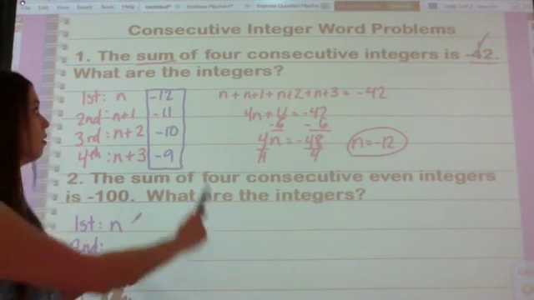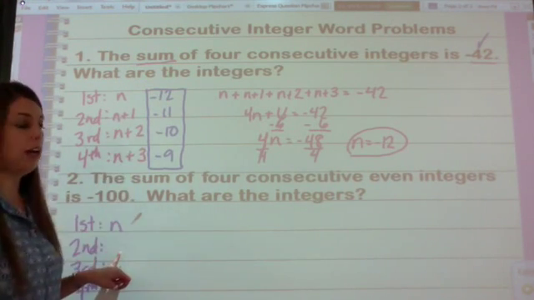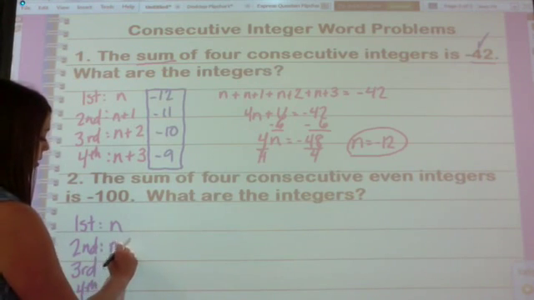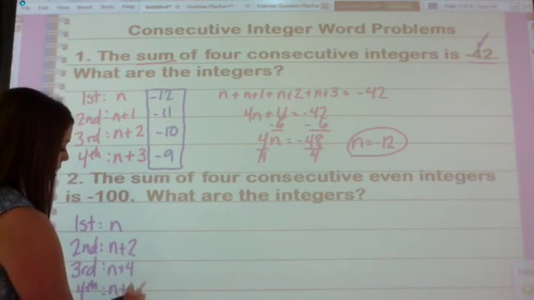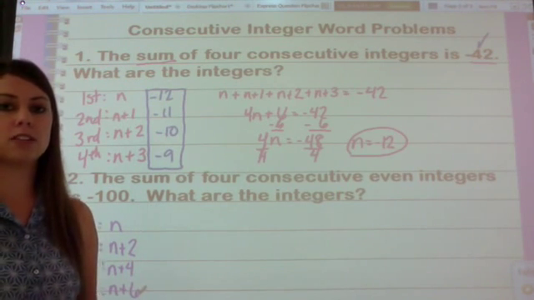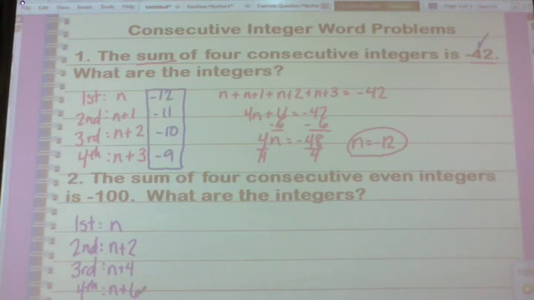Are we going to add 1 like we did here? No, we're going to add 2. So the second one is going to be n plus 2, and then n plus 4, and then n plus 6. Now this works for both even and odd, okay? So it says the sum of 4 consecutive even integers. So sum means to add, so we're going to take n plus 2 plus n plus 4 plus n plus 6, and it says it is negative 100. So set it equal to negative 100.